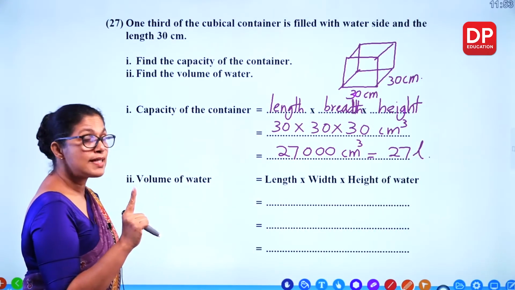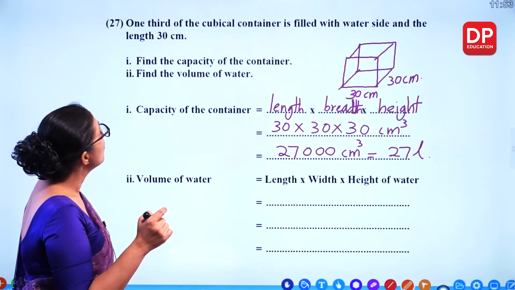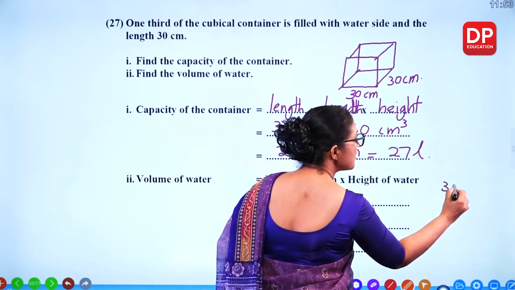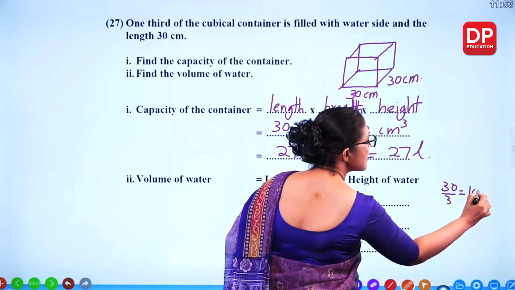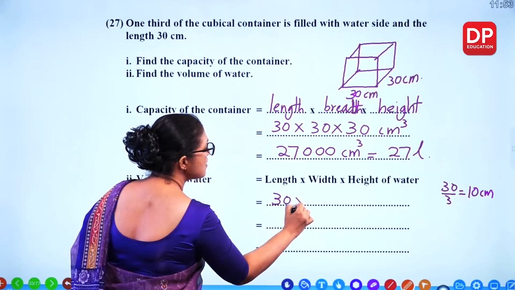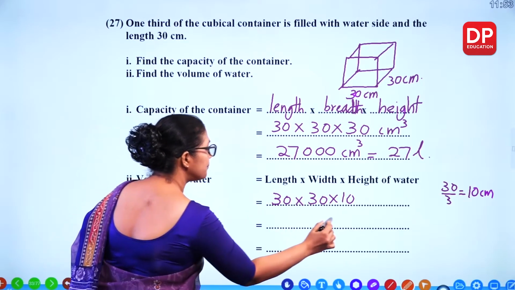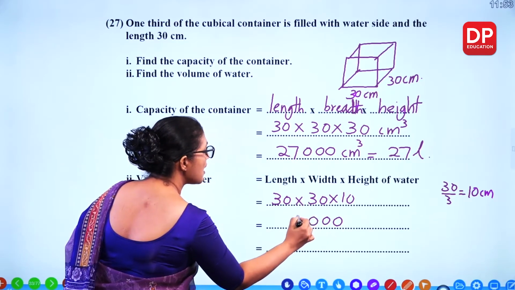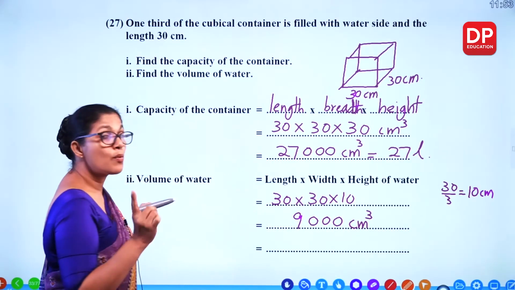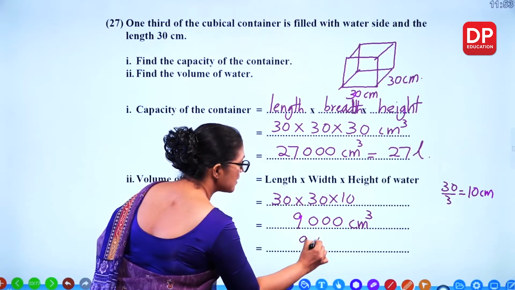Now volume of water is different. This is 1/3 filled. Only 1/3. So what's the new height? 30 divided by 3. You get 10 centimeters is the new height. So length is the same, width is the same, but the height is now 10 centimeters. So what's the value? 3 zeros, and 3 times 3, 9. 9,000 cubic centimeters is equal to, divide by 1,000, and you can write 9 liters.